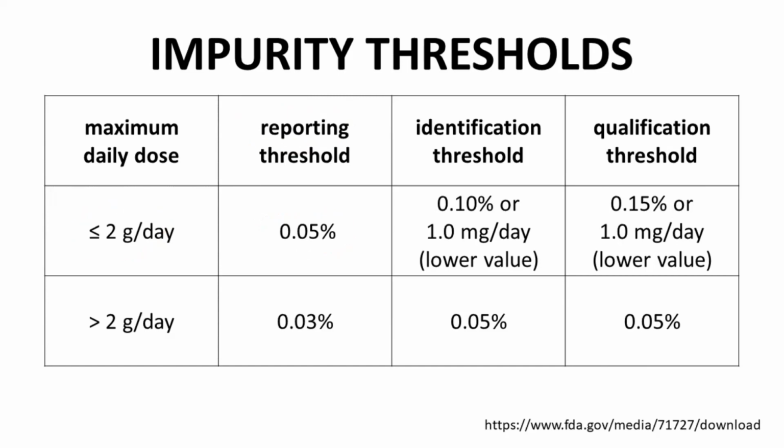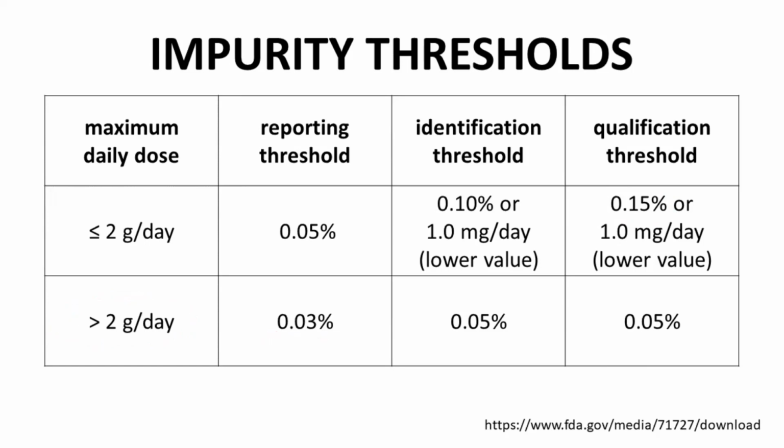If the impurity is 0.10%, then the impurity must be identified, meaning the structure of the impurity must be determined. Simply identifying the impurity is an adequate action as long as the structure of the impurity is not suspected of causing toxicity. Once the impurity reaches 0.15%, the impurity must be qualified. So the impurity must be identified, separately synthesized, and tested for toxicity. For higher dose drugs, the thresholds are set to lower percentages.